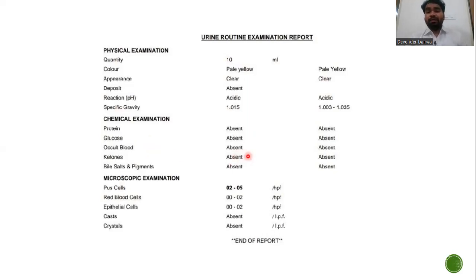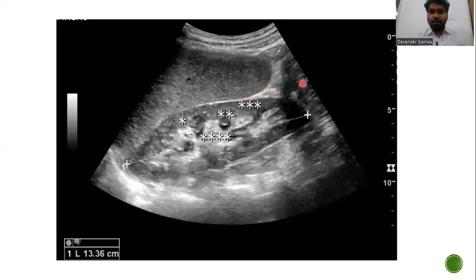Occult blood can be there if either the patient is female and menstruating, or there is some blood being lost in the urinary tract. Ketones are generally seen in case of starvation, and if ketones and glucose are together present, they can be a pointer toward the possibility of diabetic ketoacidosis in your diabetic patients. Bile salts and pigments are generally seen in cases of obstructive jaundice. Then we can see pus cells, RBCs, epithelial cells, casts, and different kinds of crystals like calcium oxalate, calcium phosphate, or uric acid crystals in this urine routine microscopy report.